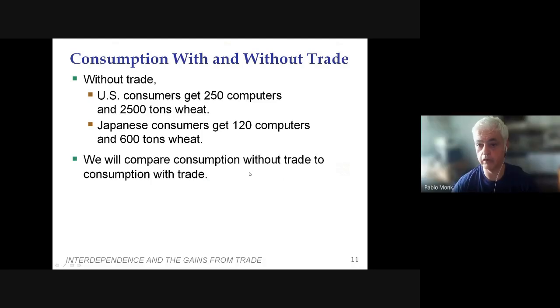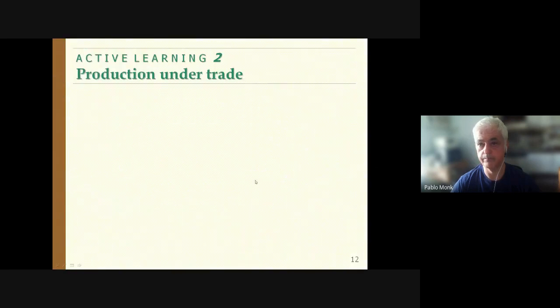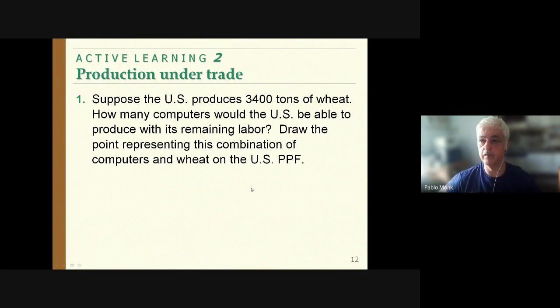So now we're going to look at what the situation is if they decide to trade or if they don't decide to trade. Okay, great. So we know without trade, it will look like this above. So let's see how much is produced and traded. Suppose the U.S. produces 3,400 tons of wheat. How many computers would they be able to produce?